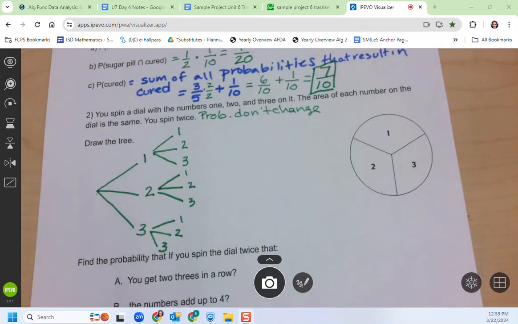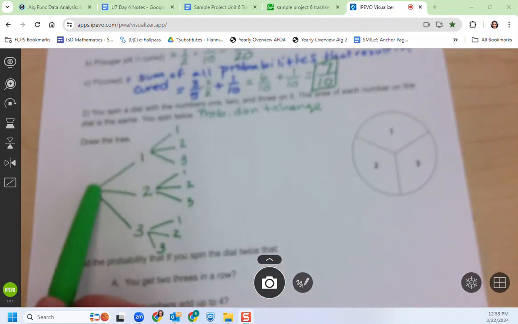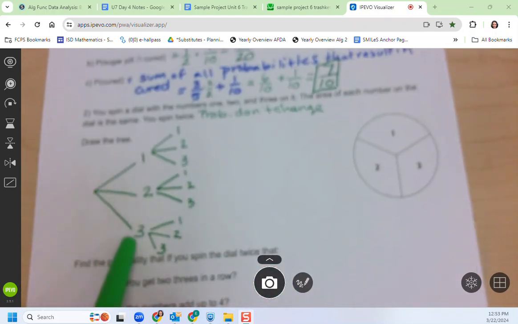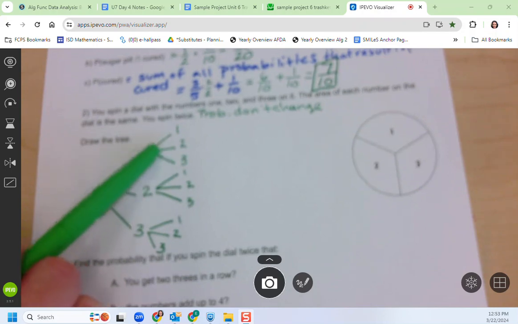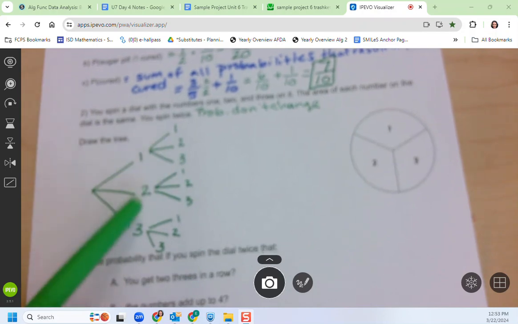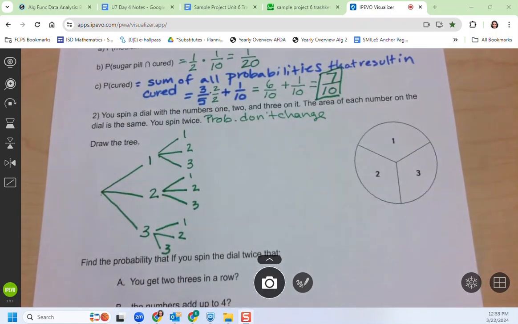Sorry, guys. I'm going to say that one more time because I didn't record it. But if you don't have this yet, please draw it. So on the first time we spun the spinner, we got either 1, 2, or 3. And then after we get one of those results, we spin it again, and we again can get 1 or 2 or 3 after each one. If I spun it a third time, I would be running out of space because I would have to do 1, 2, 3 on each number again.